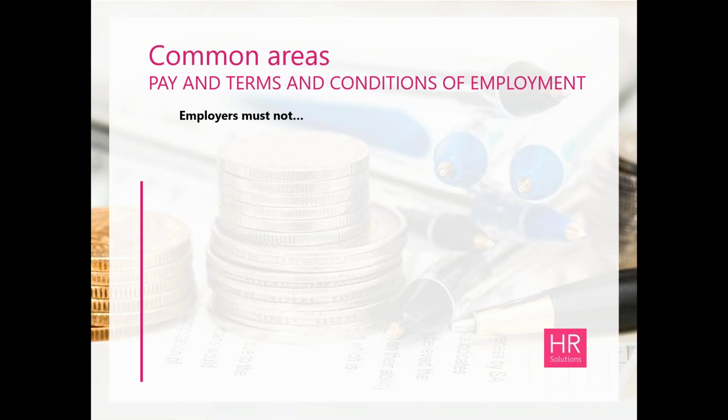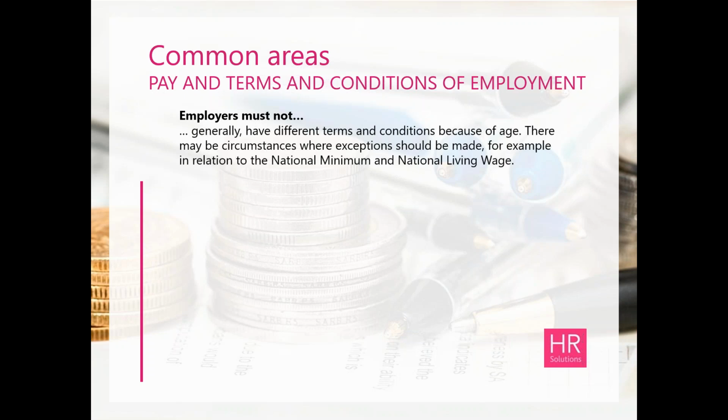Looking at pay and terms and conditions of employment then. Acas reminds us that we must not generally have different terms and conditions because of age. If you have a job description with terms and conditions attached, so this job role attracts this salary, this amount of holiday, these benefits, that should apply to a person whether they are 25 or 67. They ought to be getting the same terms and conditions.